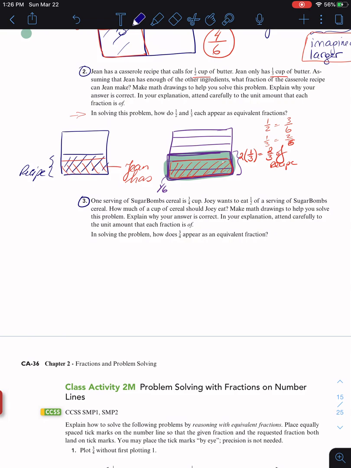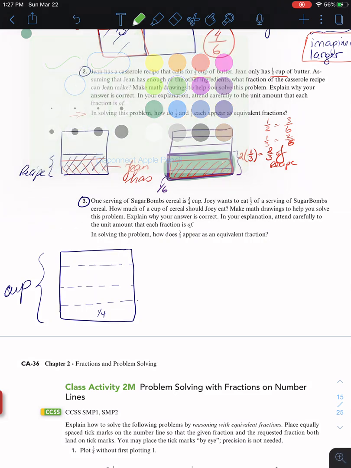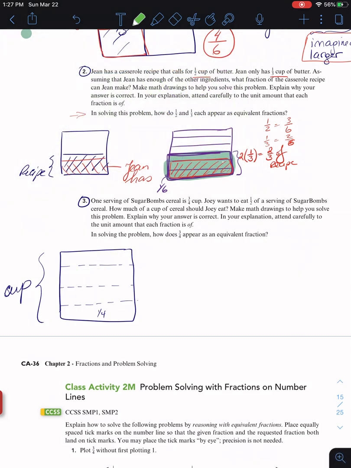So 1 serving of sugar bomb cereal is 3/4 cup. So if this is our cup, this is our cup, and it's 3/4. So if we cut it into quarters, each one is 1/4. We need 4 of them to fill the whole. And the serving, pardon me, the serving is 3/4 of a cup.